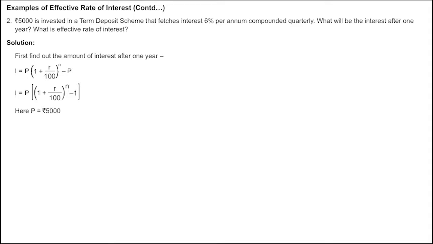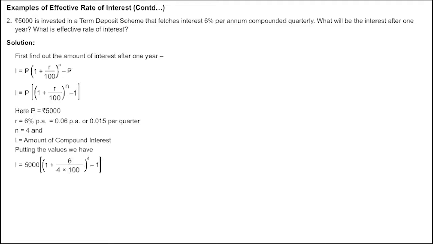Here P is 5,000, R is 6%. We're calculating the interest for 1 year. So it will be 5,000 into (1 plus 6 upon 4 into 100) whole raised to power 4 minus 1, which will be equal to 5,000 into (1 plus 0.015) whole raised to power 4 minus 1. 1 plus 0.015 is nothing but 1.015 raised to the power 4, and its value is 1.061363551.